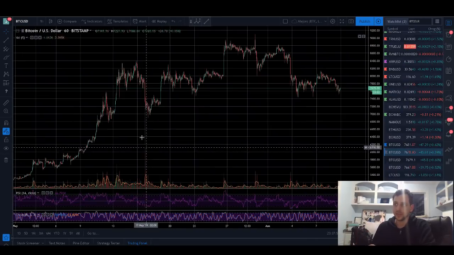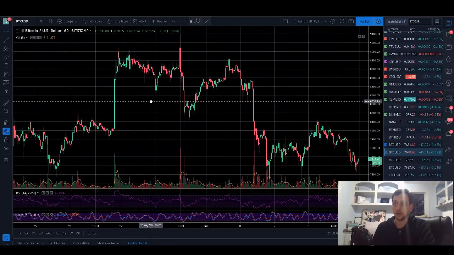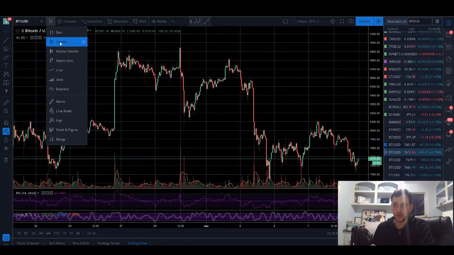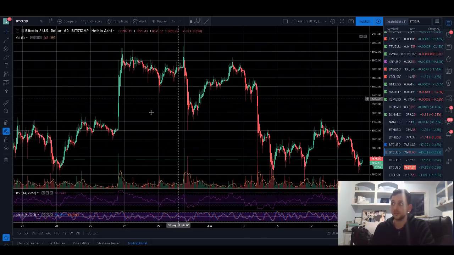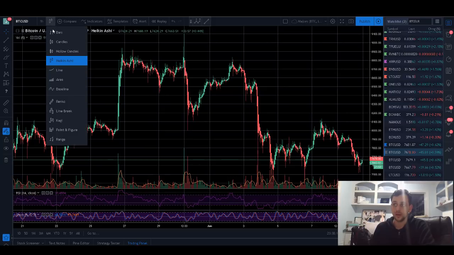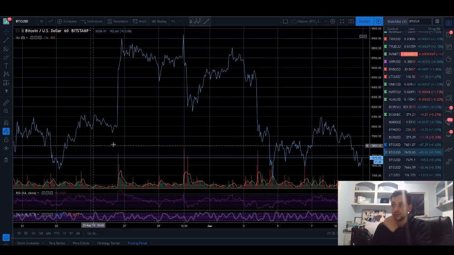This is showing you the price action. By default, it automatically uses candles. Right up here, you can see there's bars, candles. Heikin Ashi is kind of cool. I've used that before, and it looks different on the screen. You can look at a line where it just shows the price like a line.